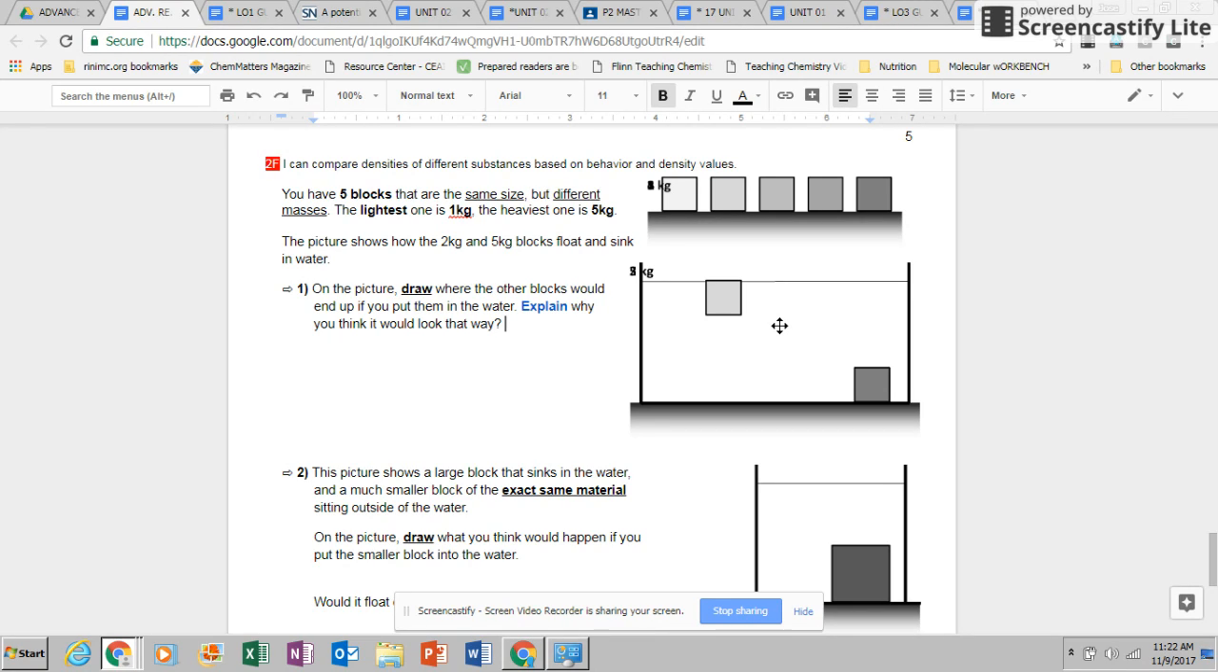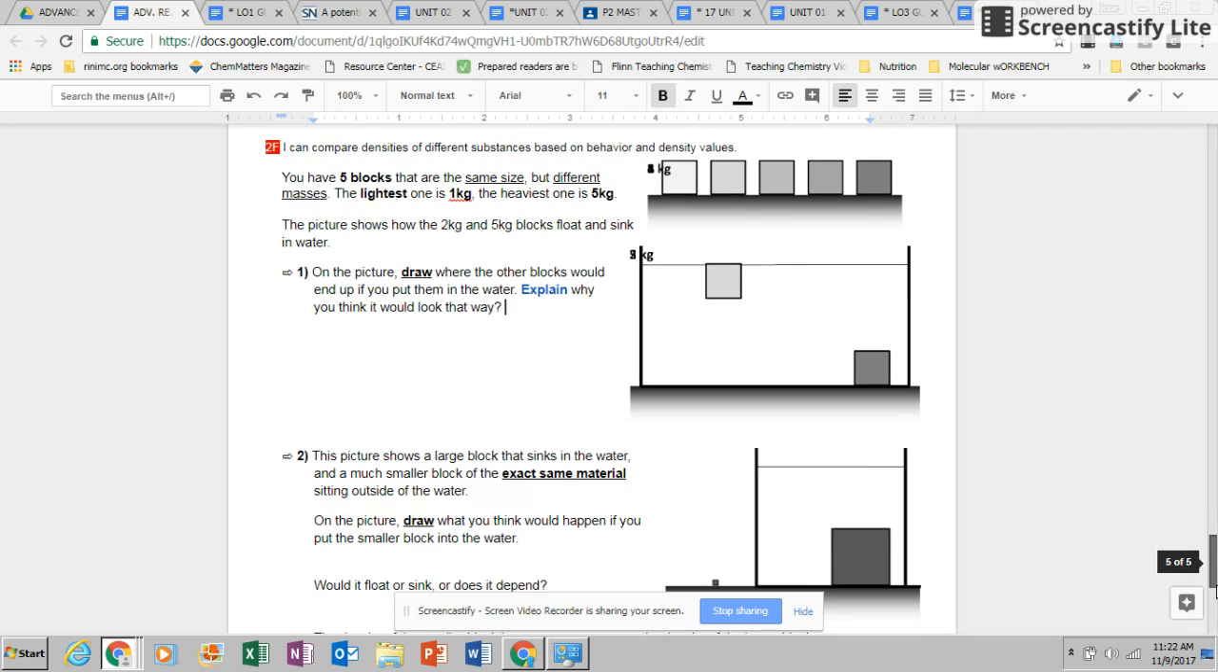And you could explain that 4 could also be drawn in the bottom, but if 2 is floating, 3 and 4 are most likely to float also. So pretty much you could use that type of explanation to explain why you drew the boxes that way.